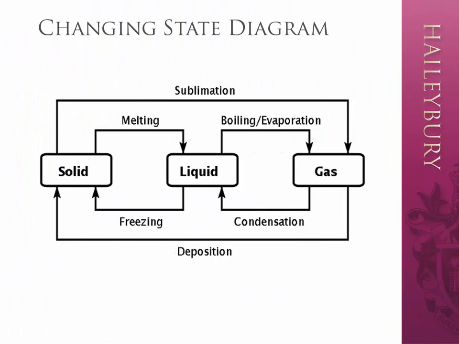This diagram shows the different processes involved when changing state from a solid to a liquid to a gas and back again. What I'd like you to do is take a close look at this diagram and in your glossary find definitions for each of the words attached to one of the directional arrows. For example, take freezing and define it, condensation and define it, deposition and define it. If possible, include an example of these processes.